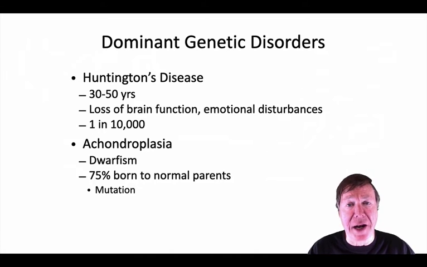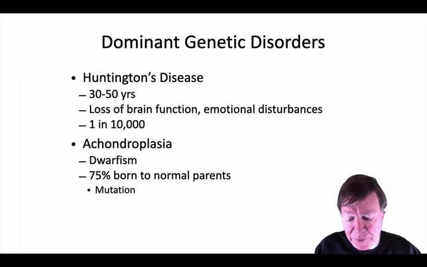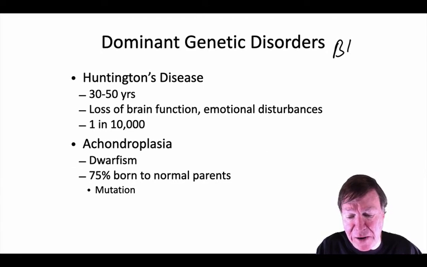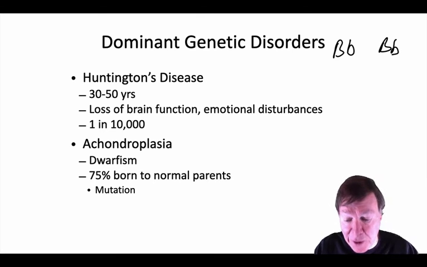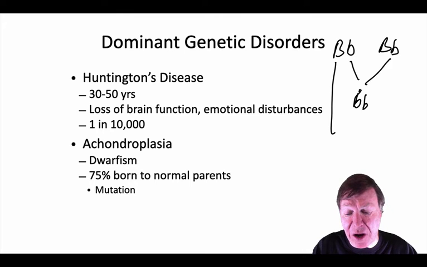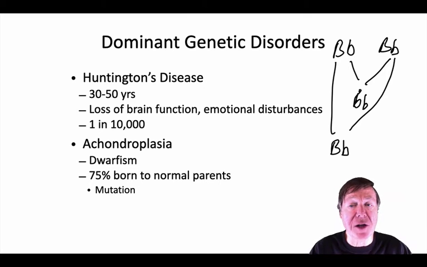Dominant genetic disorders. Now this one, if one parent passes it on... let's just say if both parents are this, and they pass on this, then you would have a normal kid, because the little b is the normal. But if one of them passes on the big B and the other one passes on the little b, now you've got the disorder. It's a dominant disorder.